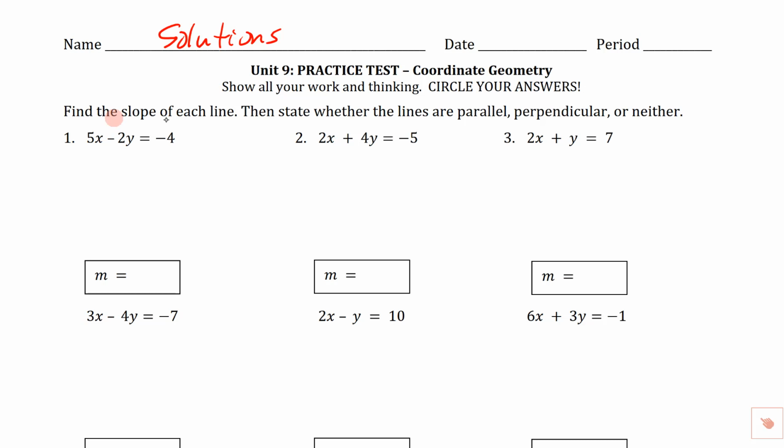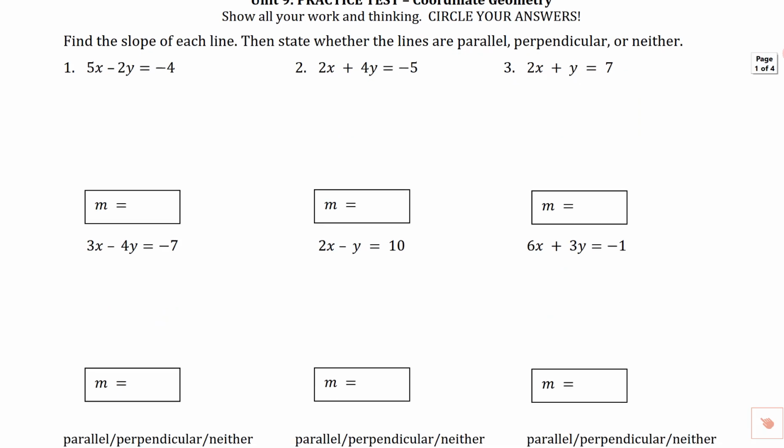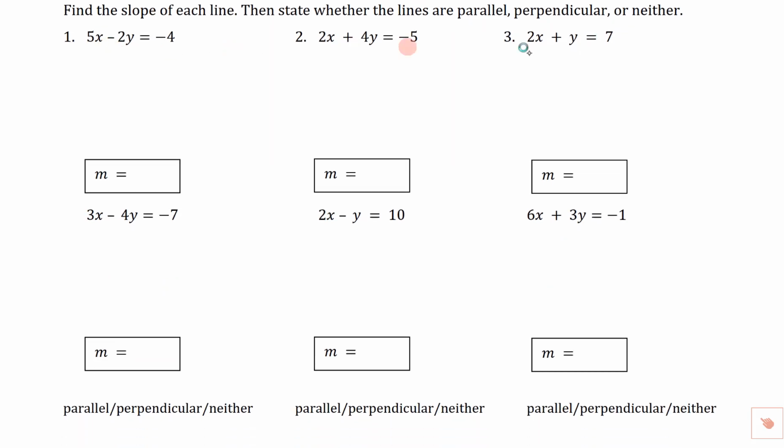It starts off and it says find the slope of each line, then state whether the lines are parallel, perpendicular, or neither. So I'm going to slide down here just a tad. You'll notice that we've got equations for each one of these. We've got a pair of equations here, places to put the slope for each one of them, and then all we have to do is just circle whether they're parallel, perpendicular, or neither. Now remember, we've got to put this in slope-intercept form in order to see what the slope is.